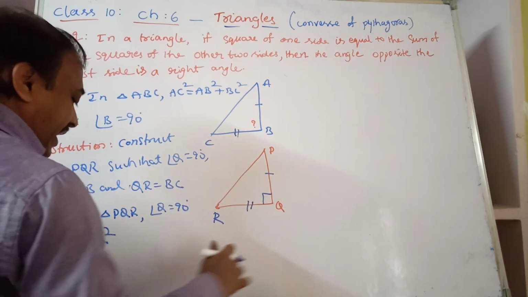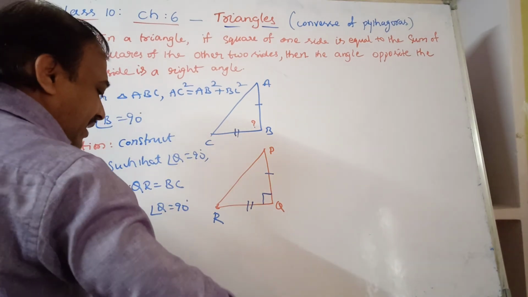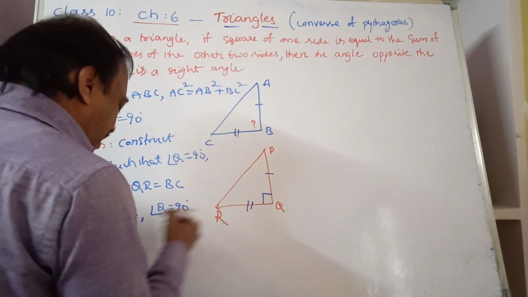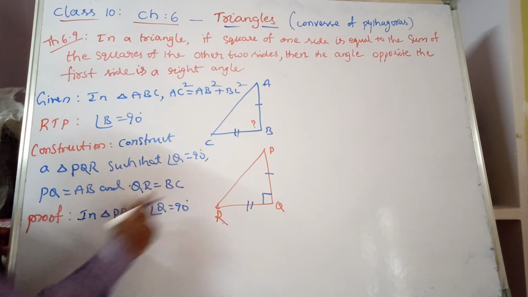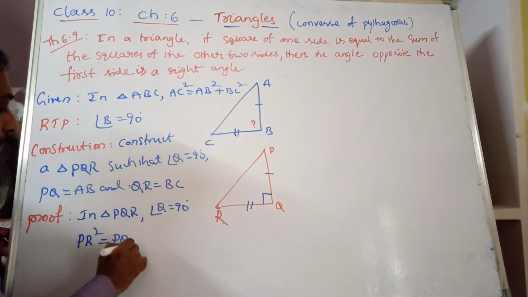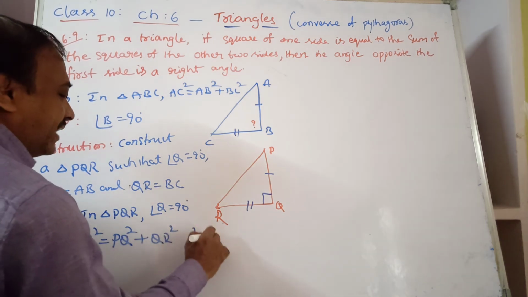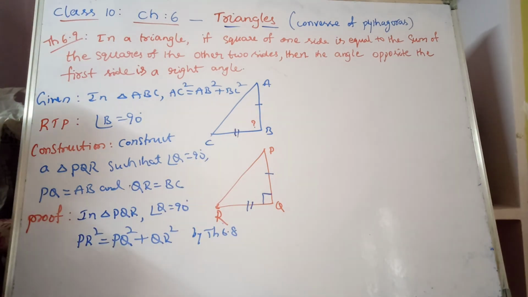In triangle PQR, locate the point R. We didn't locate the alphabet R, so this is R. In triangle PQR, PR is the hypotenuse. PR square is equal to PQ square plus QR square. This is by theorem number 6.8, the Pythagoras property.